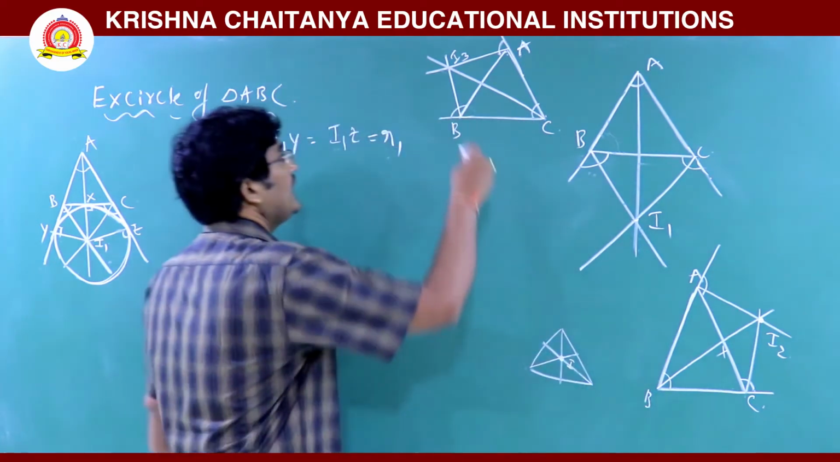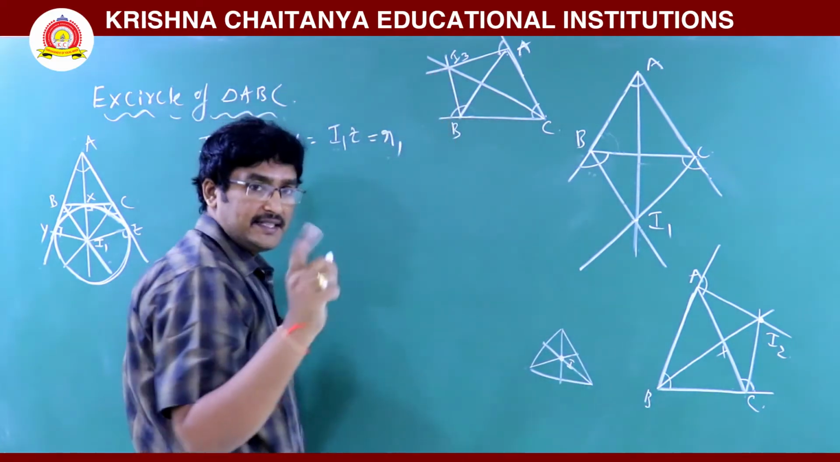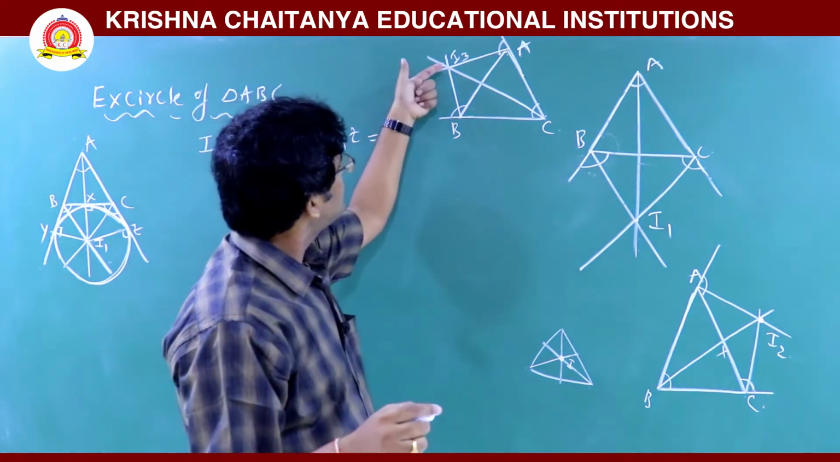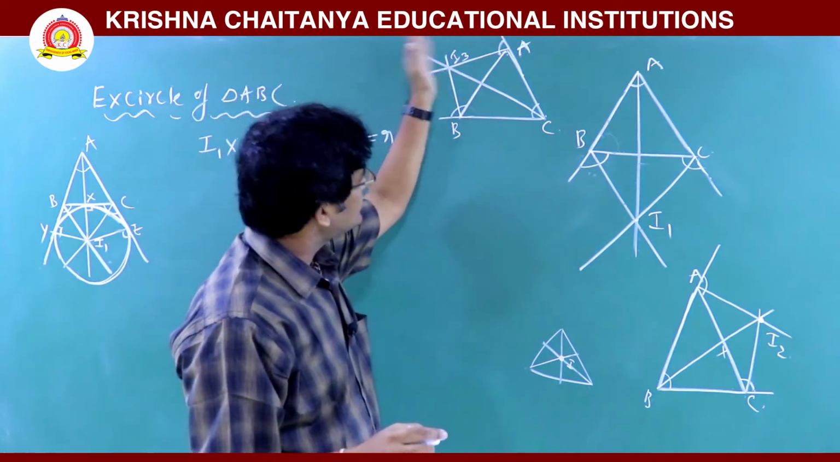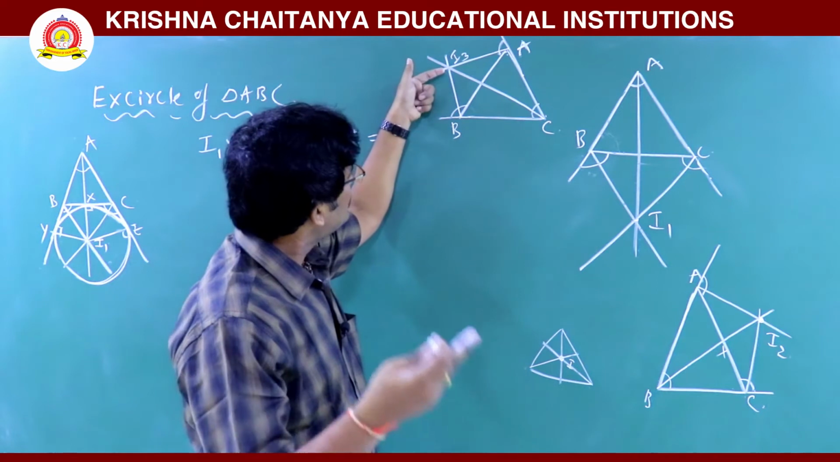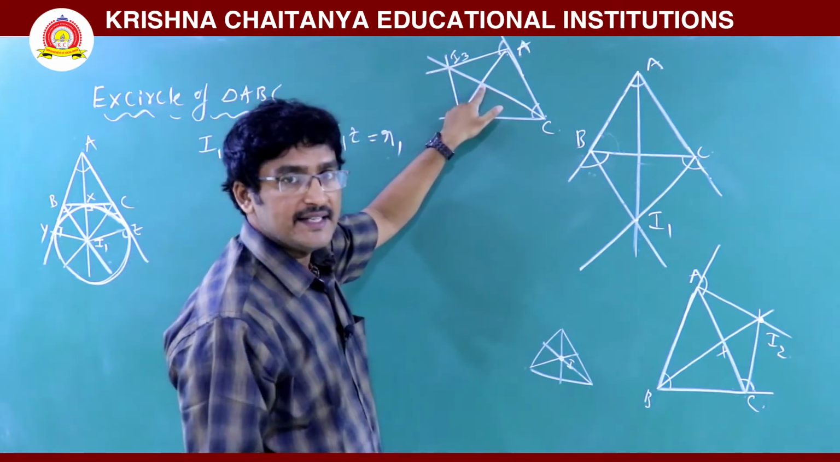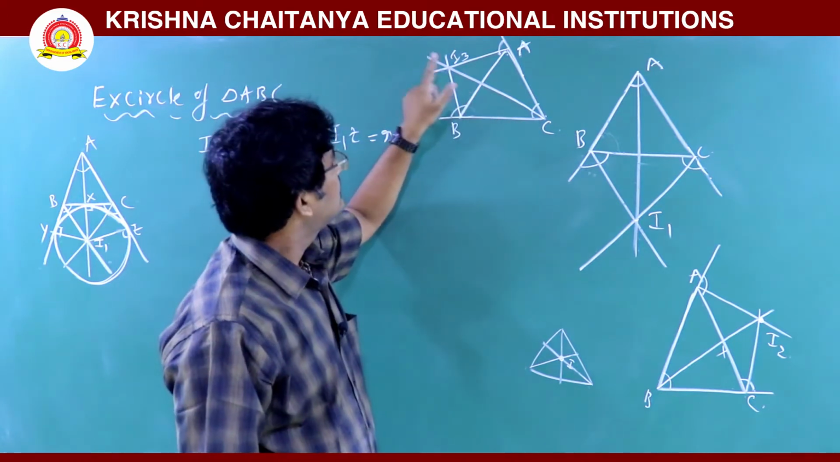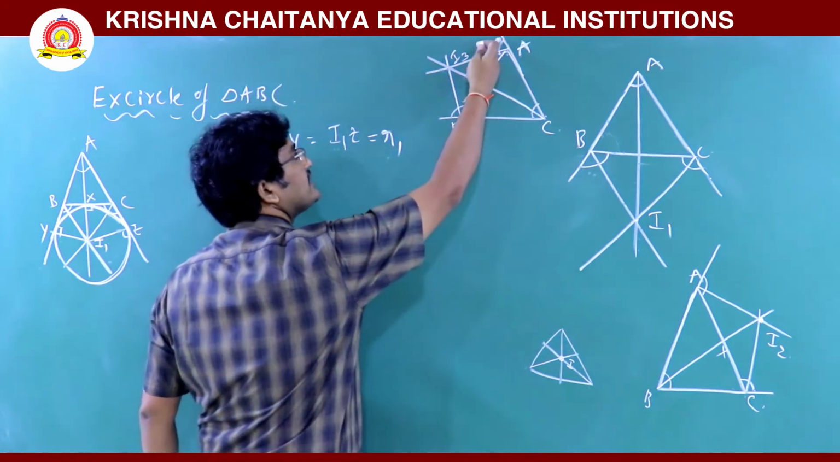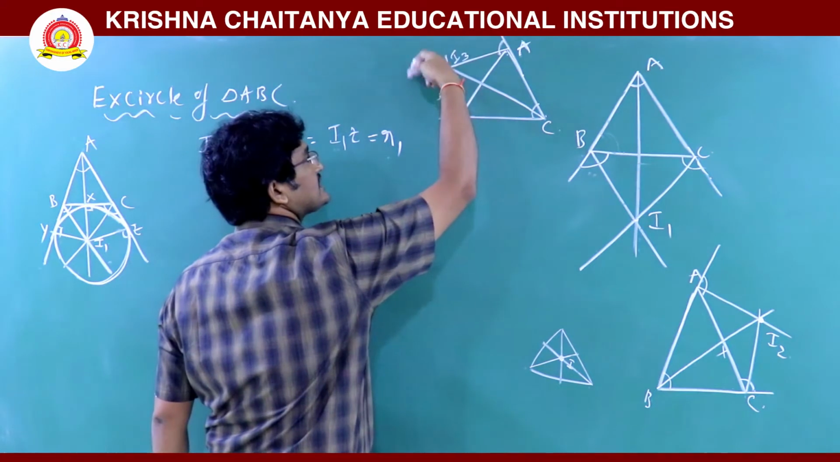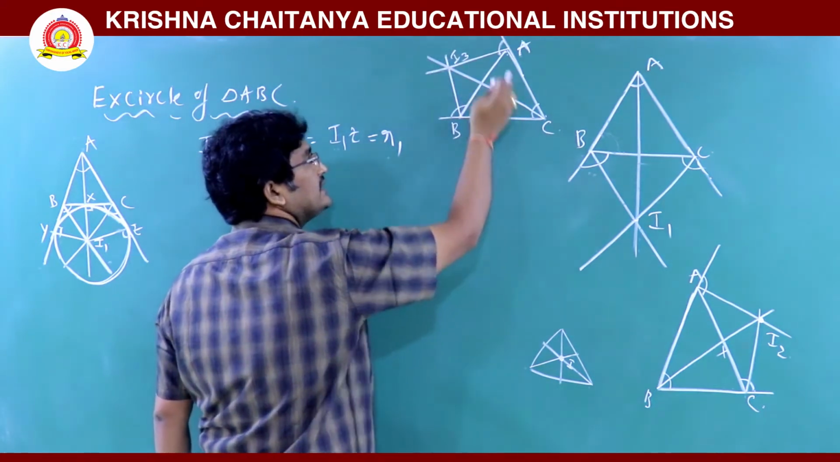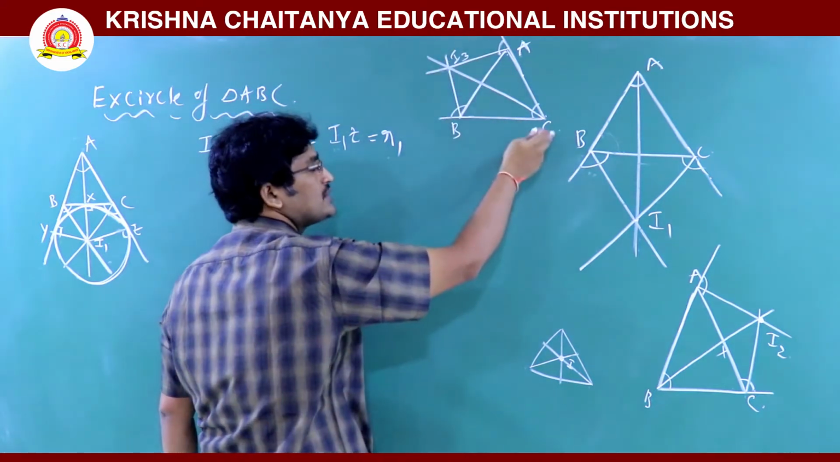Next, we take I3 as a center. Then we take the perpendicular distance from I3 to any side of the triangle, this side, as the radius, and draw a circle. That circle touches all three sides of the triangle. This is the circle which is opposite to C. This circle is called the excircle opposite to C.